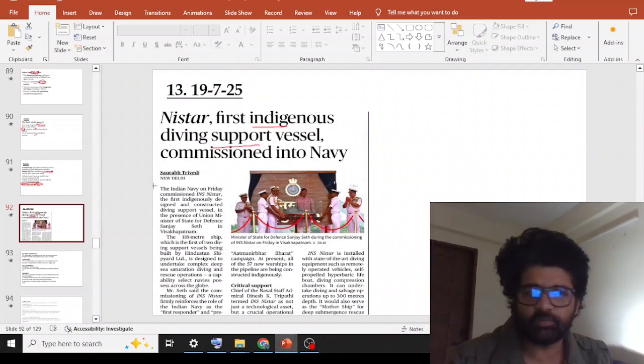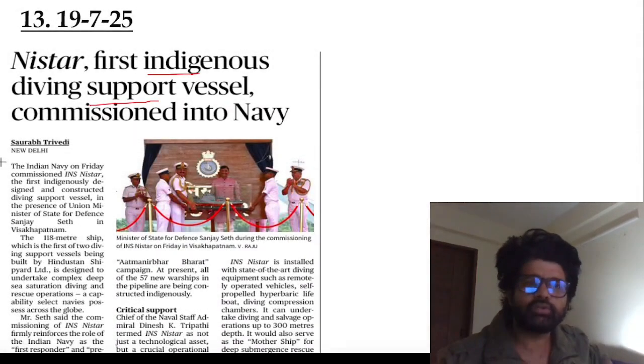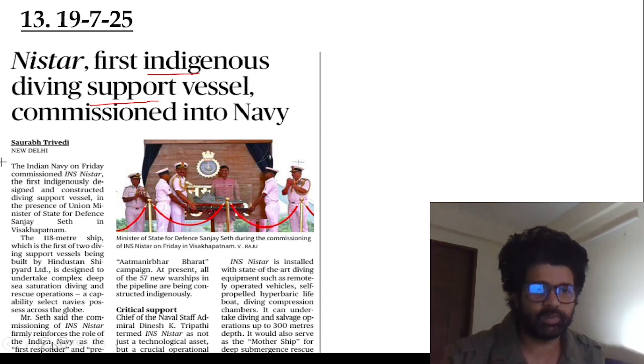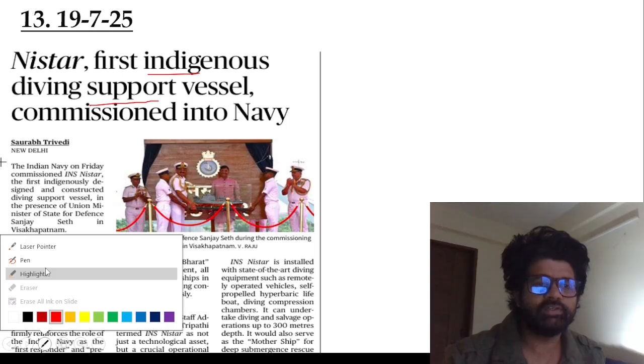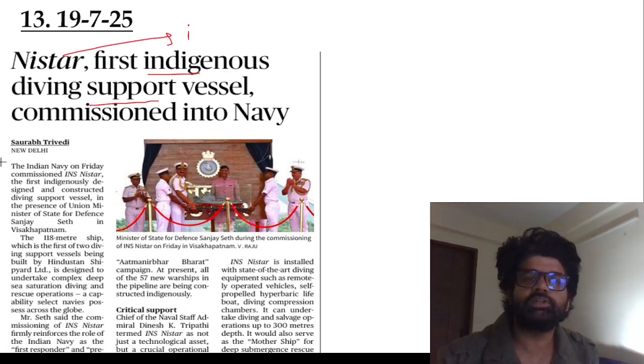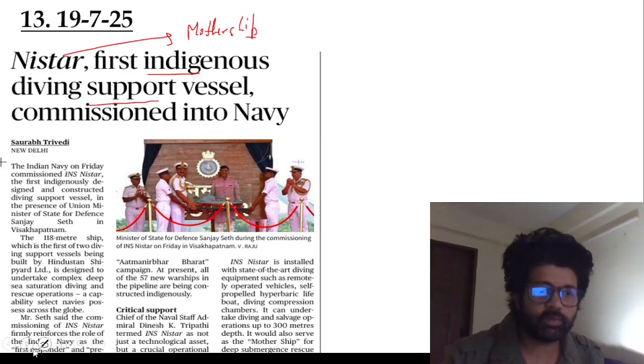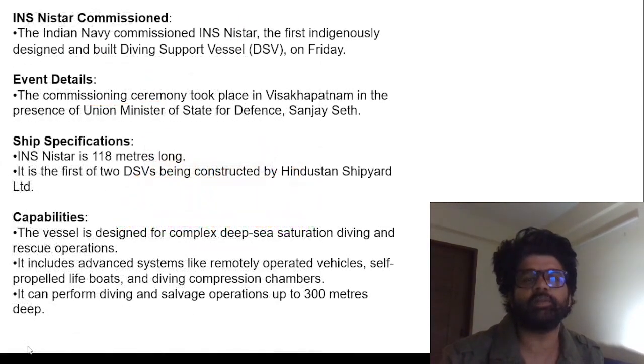What is a diving support vessel? So you have submarines and all. It's not like Nistar will be going and rescuing the submarines. So this is like a mothership. Please understand this. INS Nistar is a mothership. From this mothership, small entities will go down and it will rescue submarines. So that's why it's a diving support vessel.